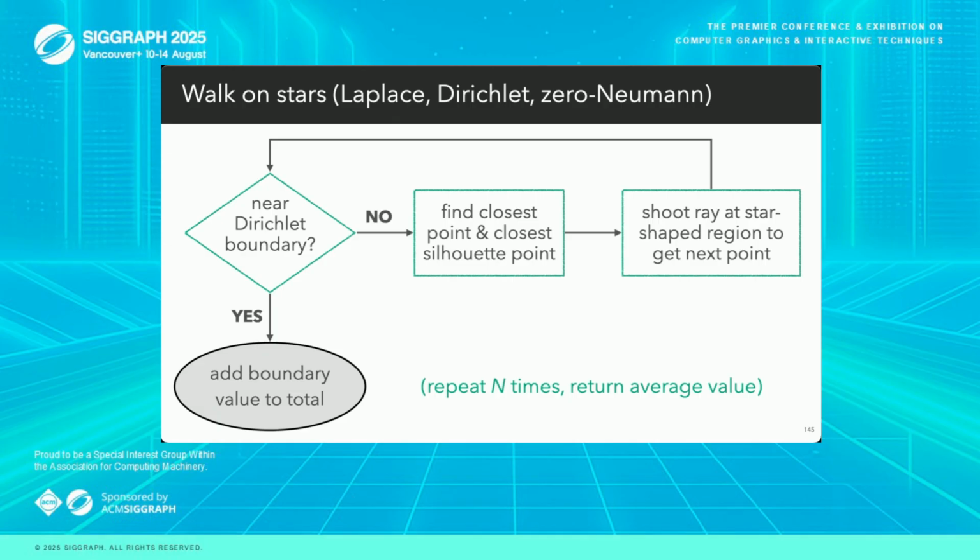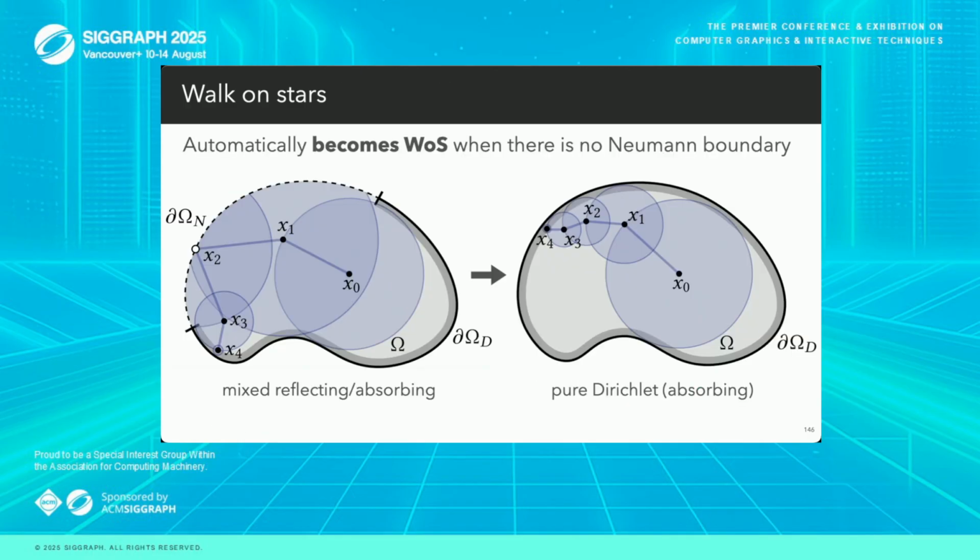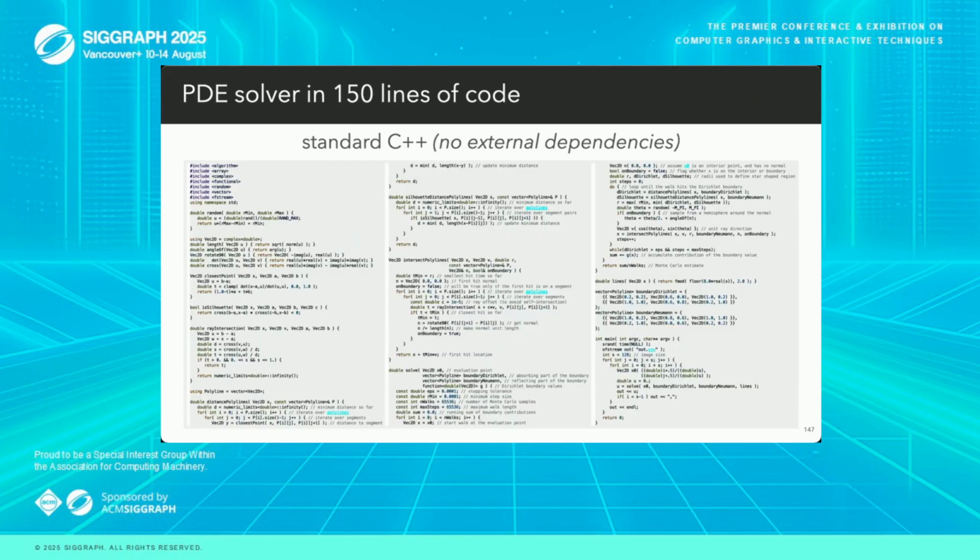So you'll notice that the only thing that's really changed from walk-on spheres is that we are essentially performing one extra geometric query when we find the closest silhouette point. Notice that walk-on stars will actually automatically turn back into walk-on spheres when there's no Neumann boundary. And besides just the close resemblance to walk-on spheres, we still have preserved a lot of the simplicity in these algorithms in the implementation.